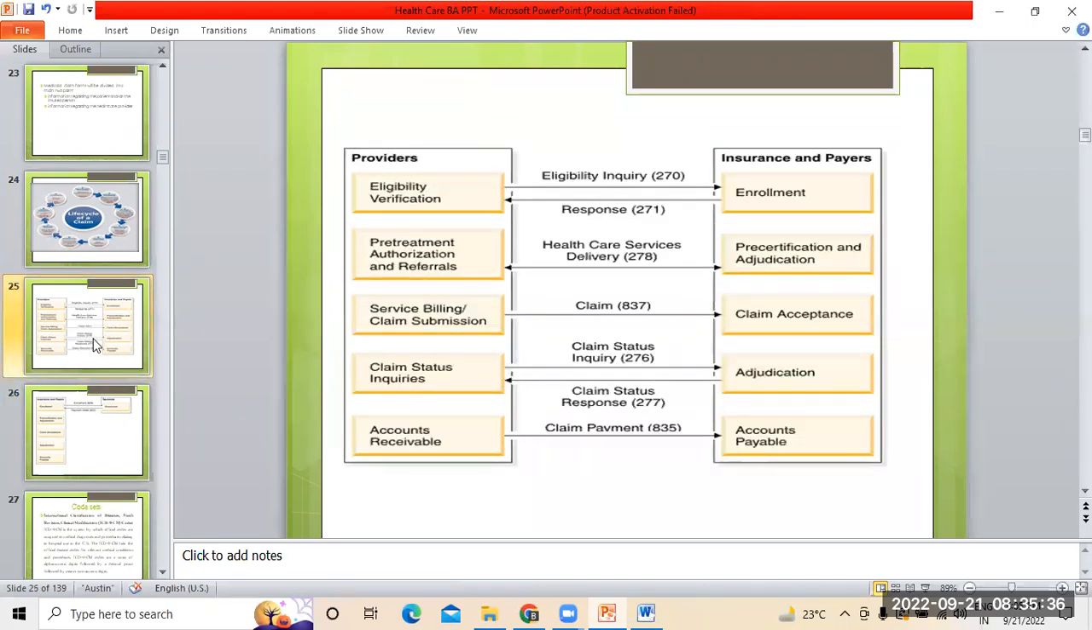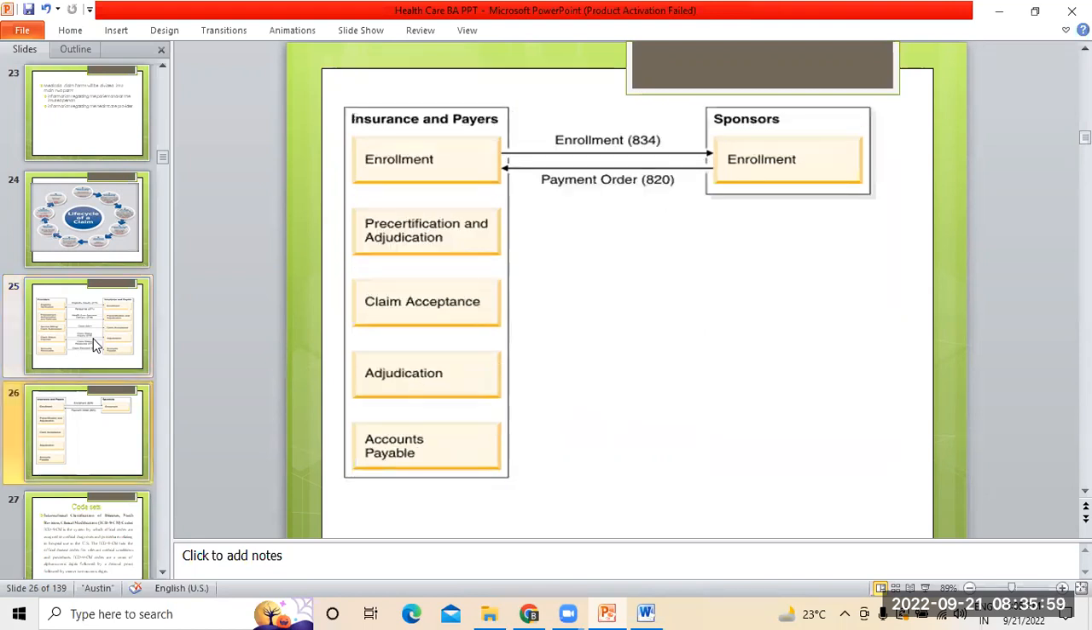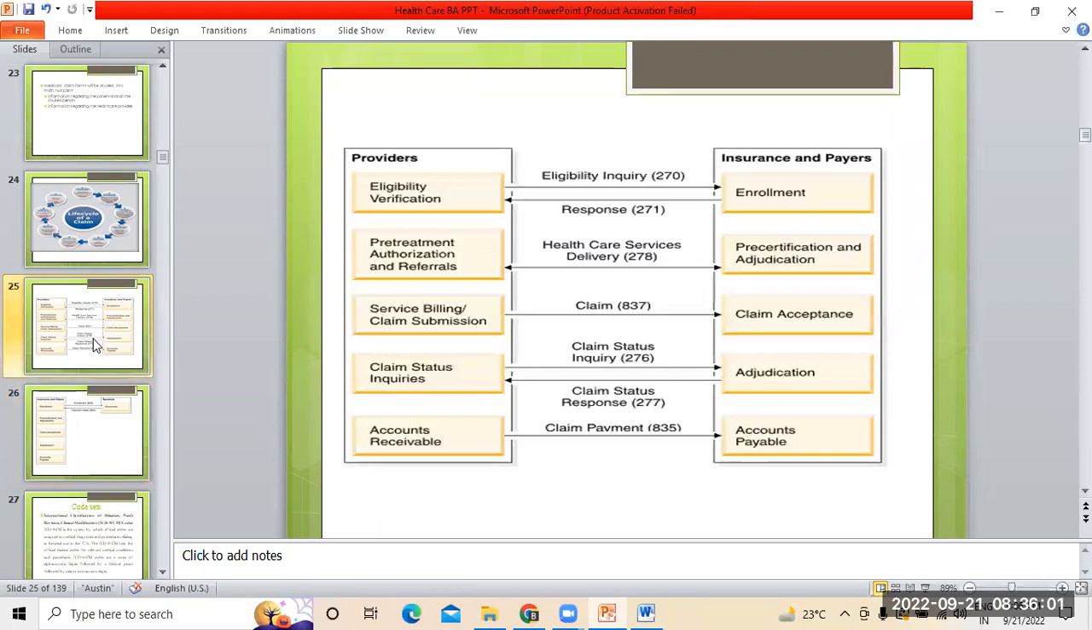So these are the three parties involved in the whole claim process, because the transactions or activities, whatever we perform, will be performed and rotated within these three. One is providers, second is insurance and payers, followed by sponsors. So these are the three different parties.